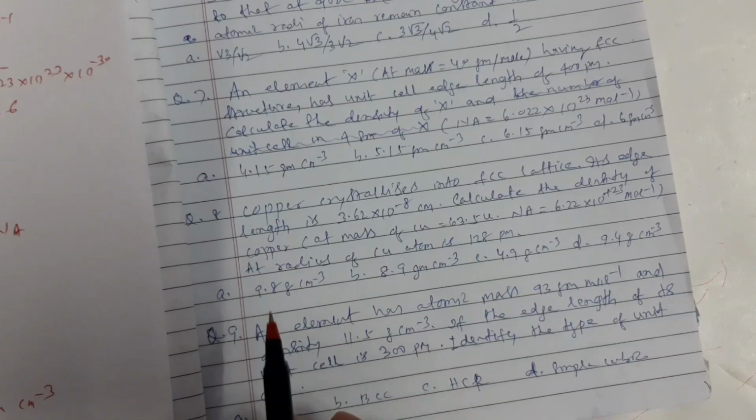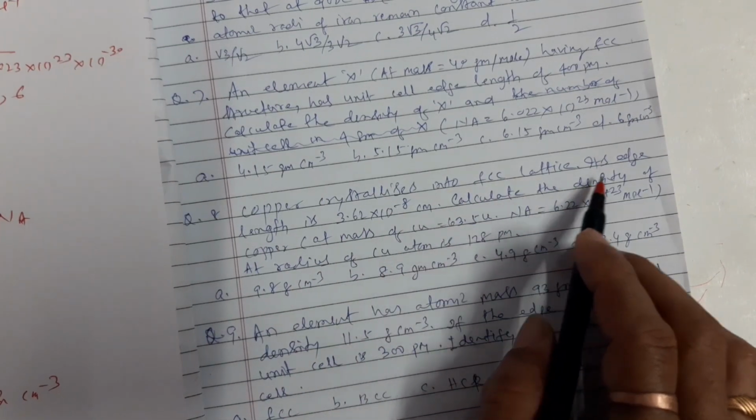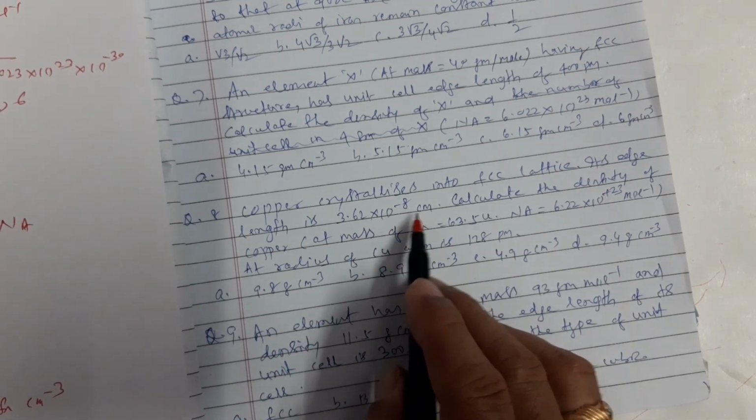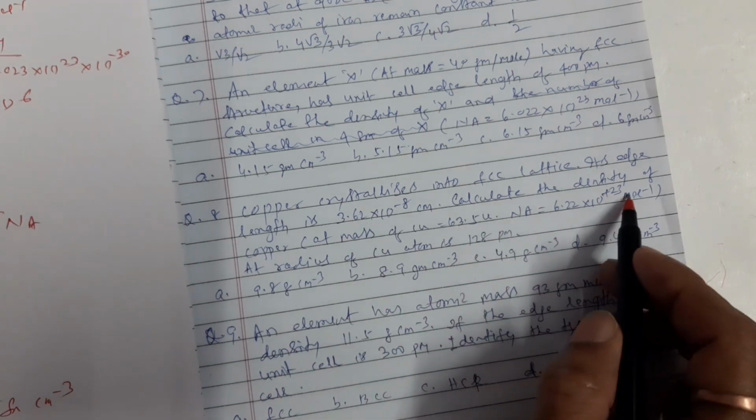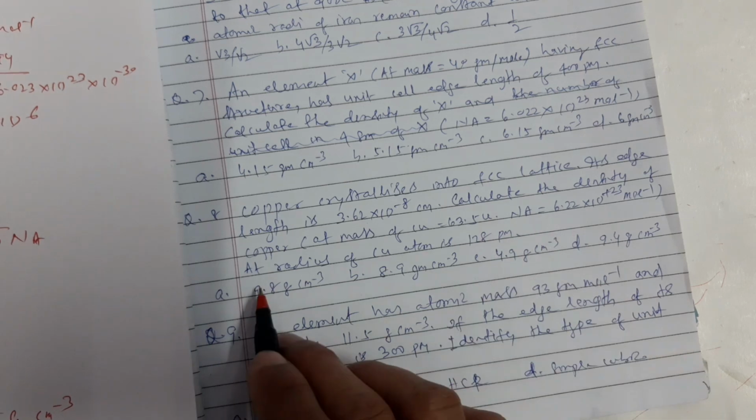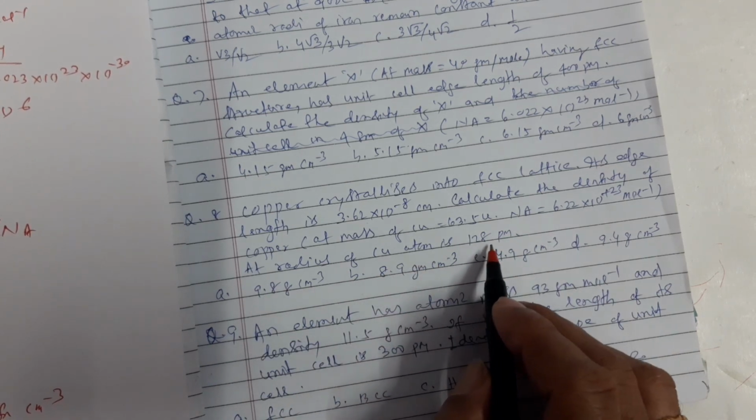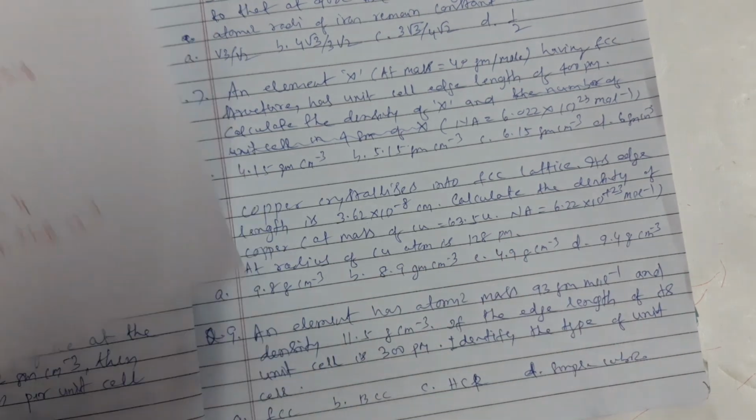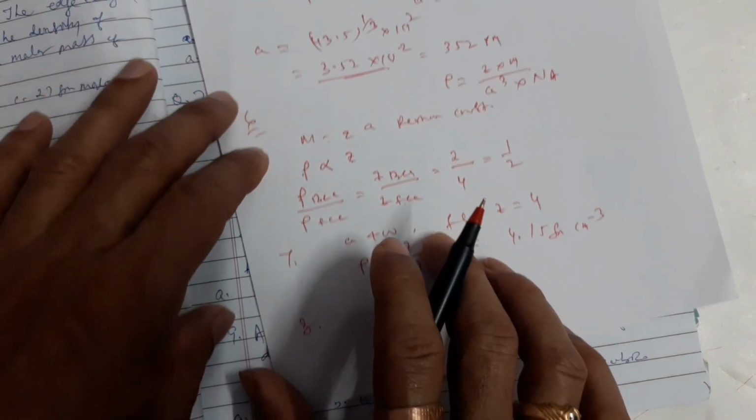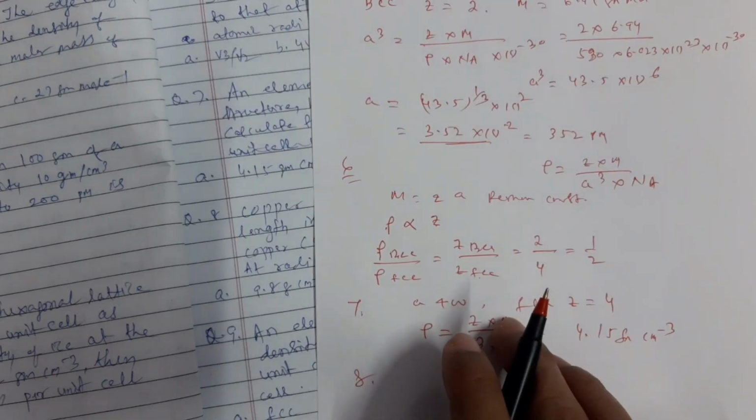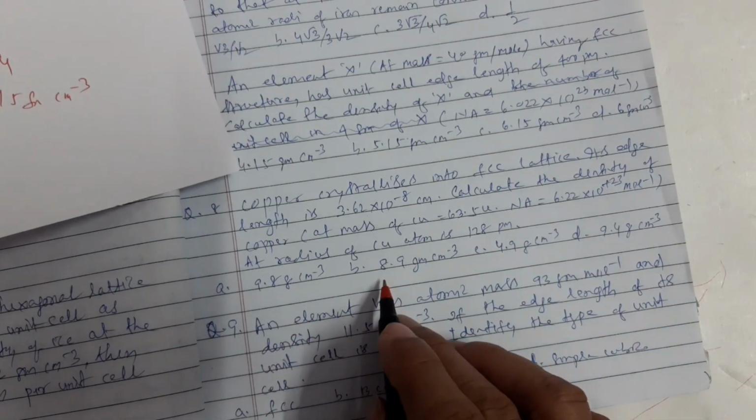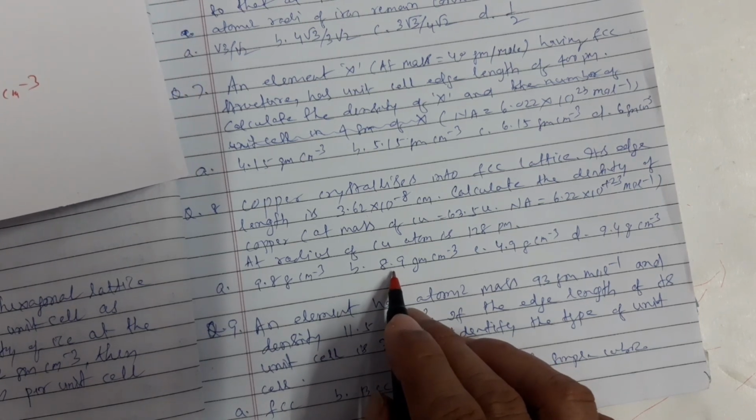Okay, next, copper crystallizes into FCC lattice. Its edge length is 3.62 multiplied by 10 to the minus 8 cm. This is a, which is given. Calculate the density of the copper. Atomic mass of copper is given. Avogadro's number is given. Atomic radius of copper atom is 128 pm. Okay, same formula. You put the same formula for question number 8, and you will get the answer 8.9. The answer is 8.9. Choice B is the correct answer.